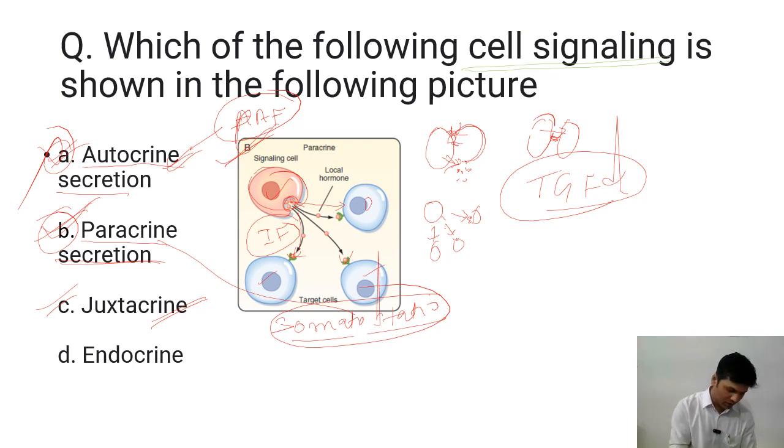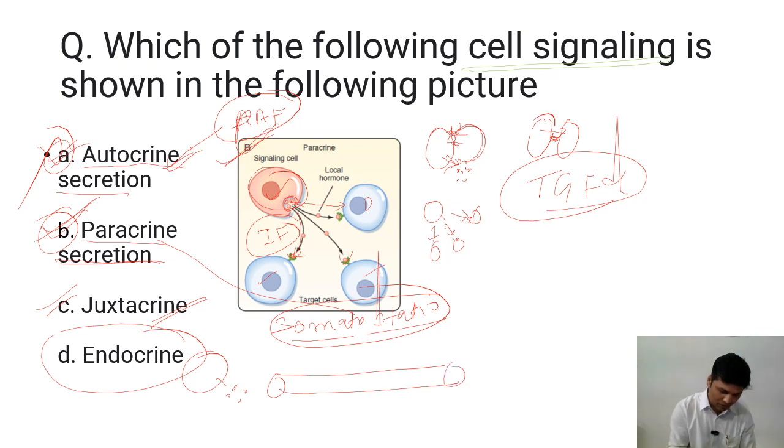Then endocrine. Most of the hormones act through endocrine. So first, the endocrine cell releases some substance that travels through the blood vessel. This substance will travel through the blood and act on a distant tissue, another area. That is called endocrine. Most of the hormones, almost all, work through this.